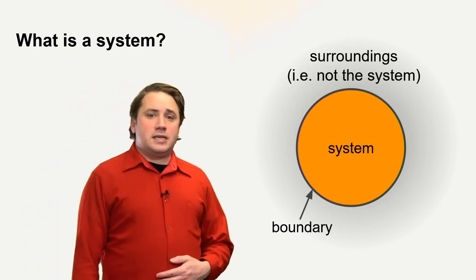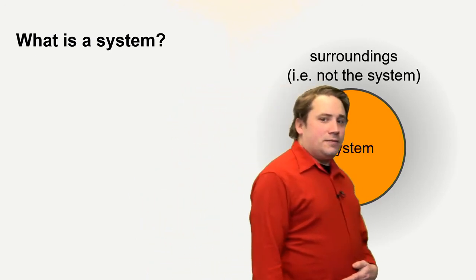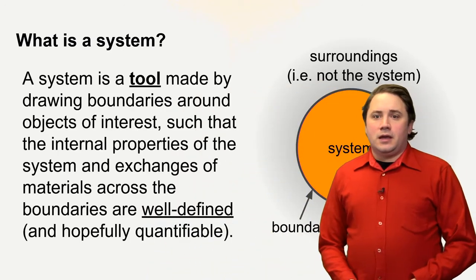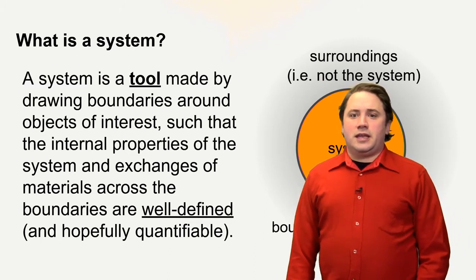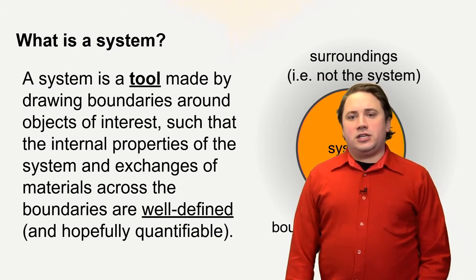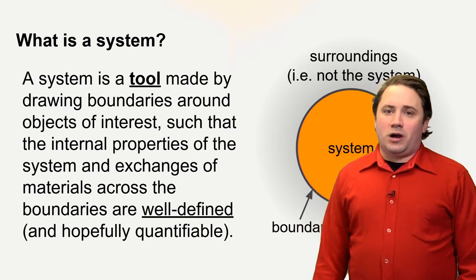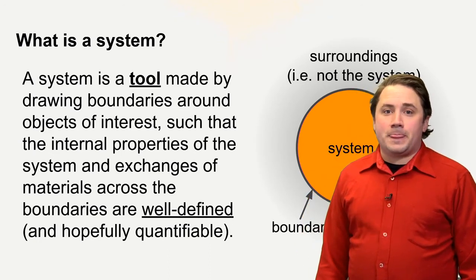So just to put this in a bit more formal language, as a definition that you can stick in your pocket: a system is a tool made by drawing boundaries around objects of interest, such that the internal properties of the system and exchanges of materials across the boundaries are well defined and hopefully quantifiable.